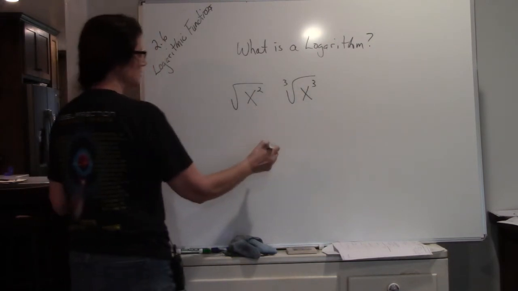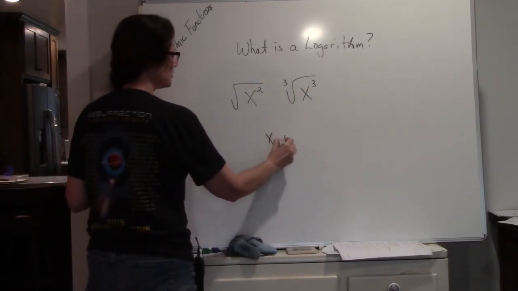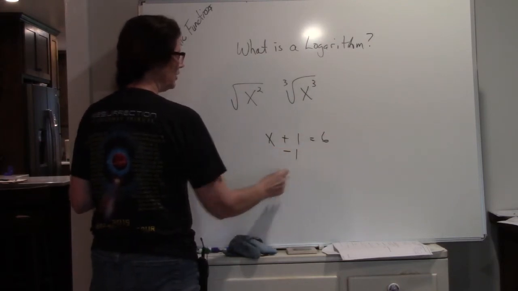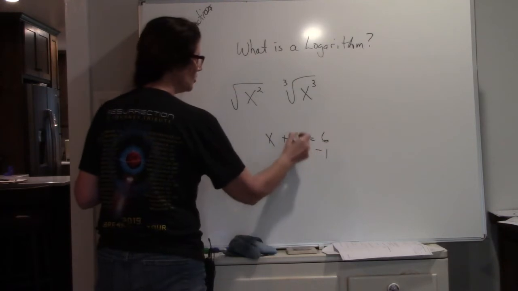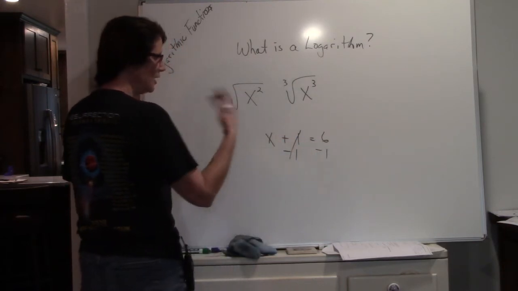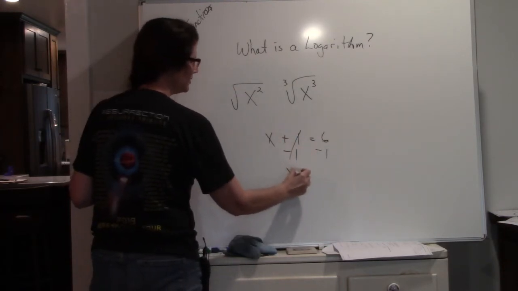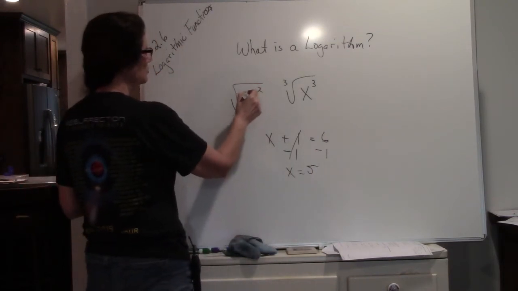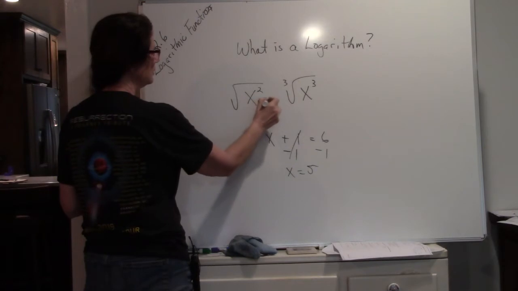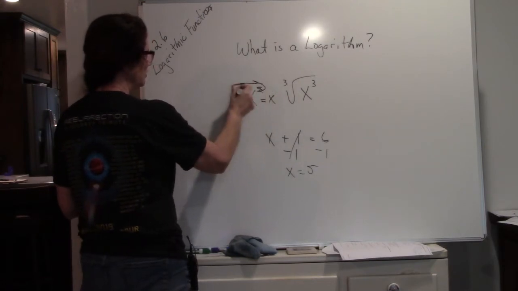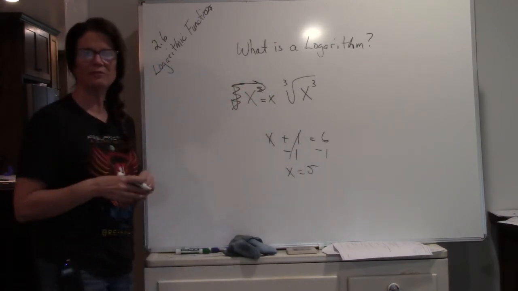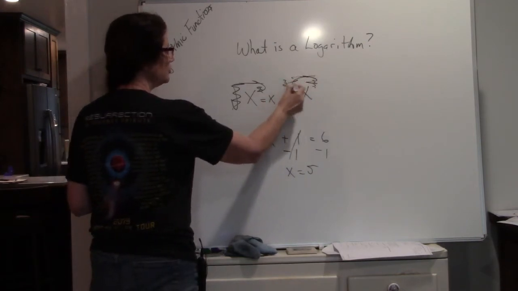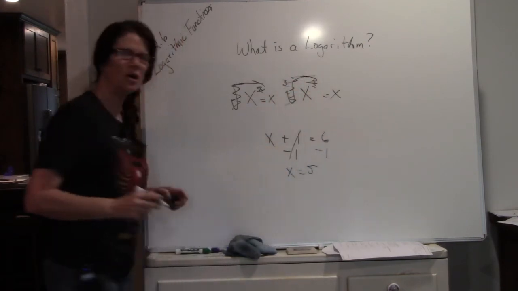So for instance, if I had x plus 1 equals 6, if I use the inverse and I subtract 1, it undoes the problem so that I end up being able to solve for x. If I have the square root of x squared, those undo each other, so all I have left is x. The cube root of x cubed, those undo each other, so all I have left is x.